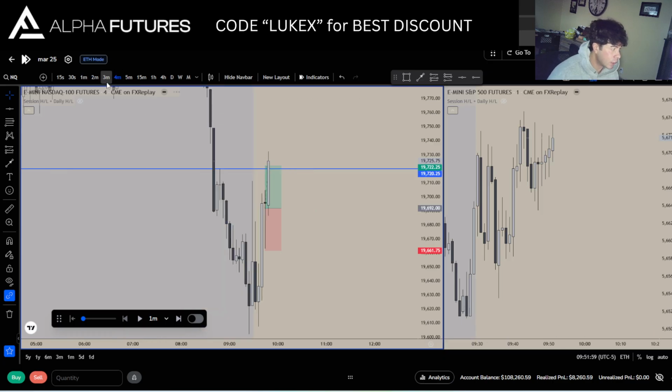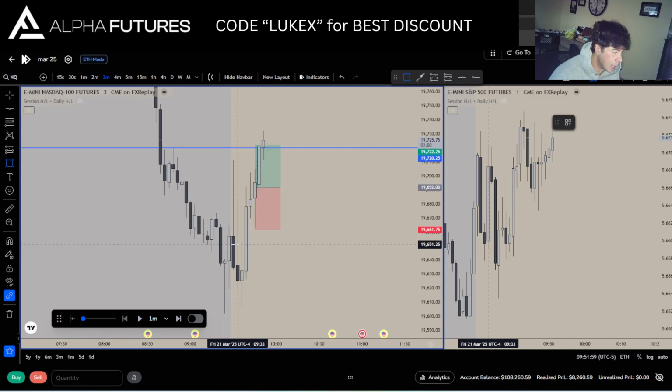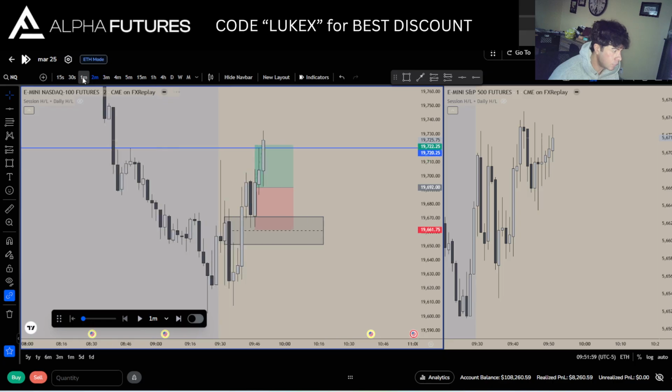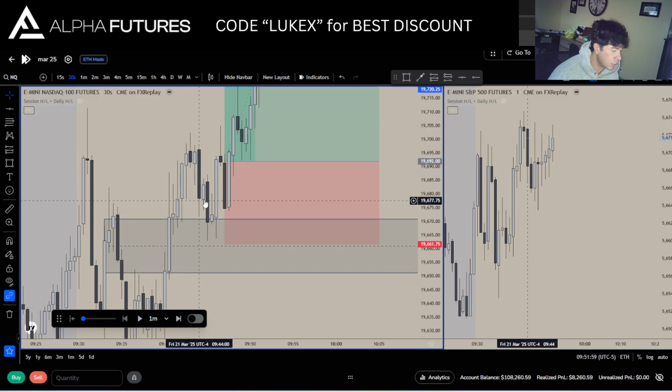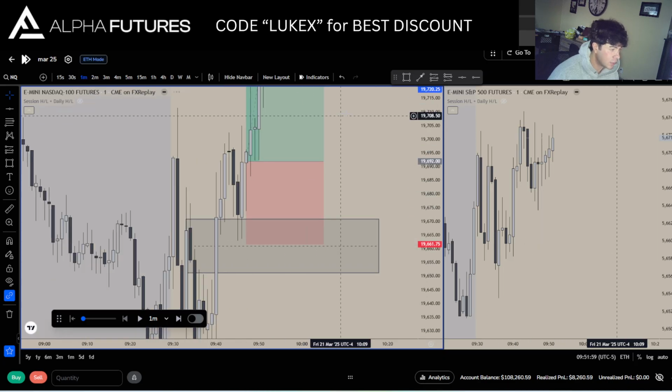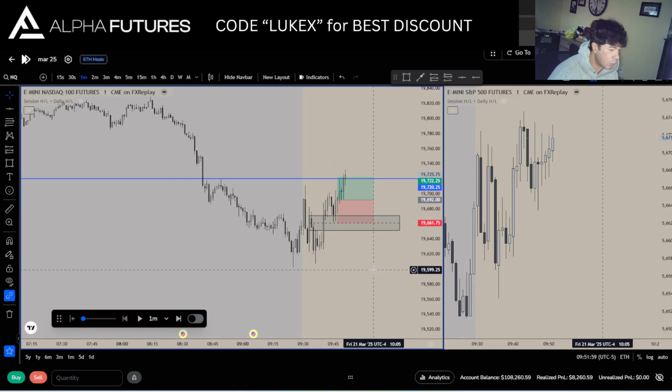Okay, we get a quick continuation model right here. As you can see, we tap this 3 minute gap. 1 minute strong close right here. Let's see if it was a 30-second inversion. No, not really, but nice displacing candle, and then we target that next draw, which was that high up there.